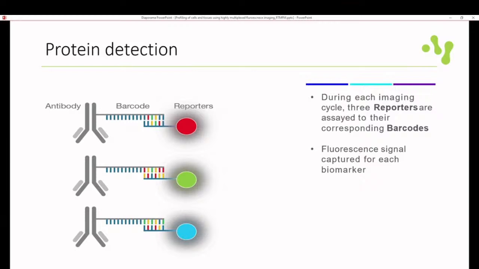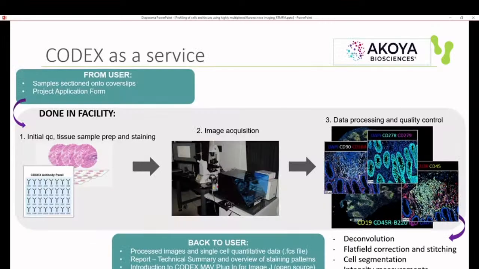This is what it looks like in a schematic way. You have different antibodies that each have a unique barcode conjugated to them. These barcodes have their complementary reporters that are labeled with 1 out of 3 different fluorophores, and these are the same fluorophores that you repeatedly use within your entire experiment. You will have all of the antibodies incubated on your tissue sections. You can see this panel down to the left, the Codex panel. All of them are incubated at once.